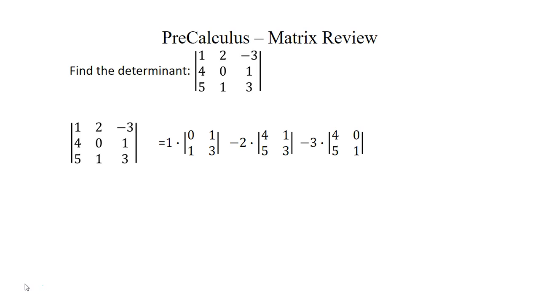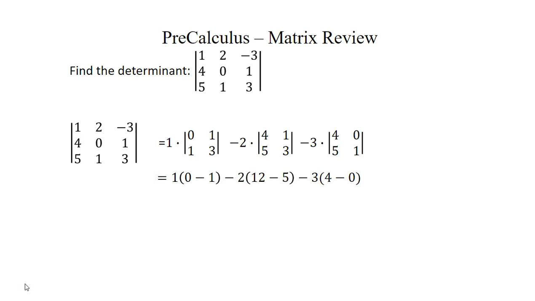Then we're going to add -3 times that 2 by 2 matrix. So we're crossing out the first row and the third column, and we're left with 4, 0, 5, 1. And we're going to find the determinant of that. So now we have it broken down into constants times a 2 by 2 matrix, which we're going to find the determinant of.